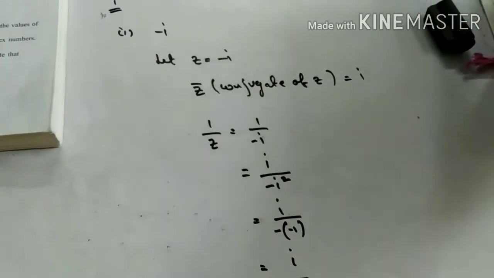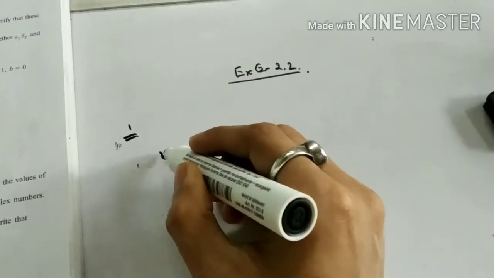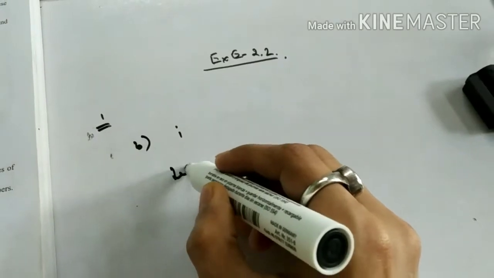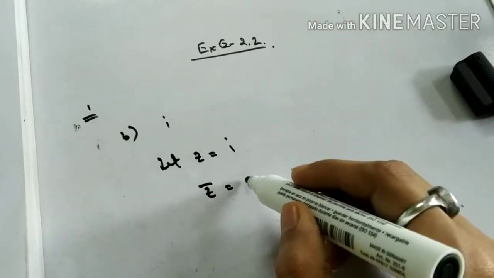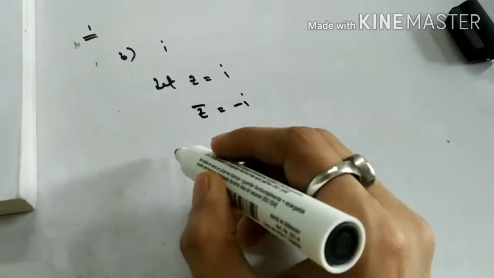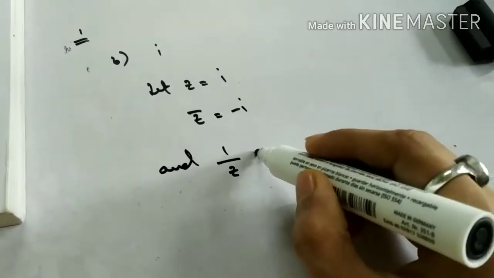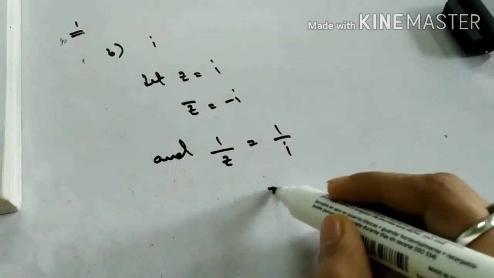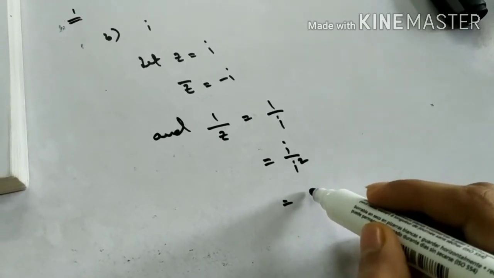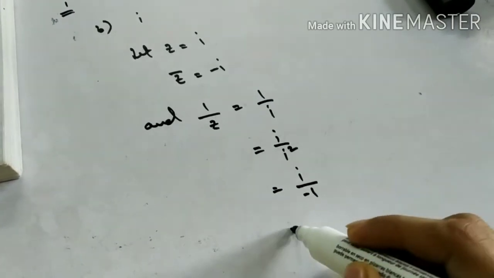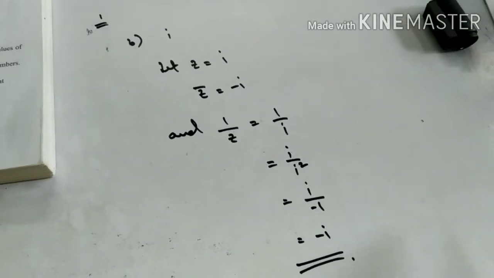Okay, next again, part b, it is given i, so let z is equal to i. So z bar, which is the conjugate of z, becomes minus i, and 1 by z is equal to 1 by i, which becomes i by i square, i by minus 1, minus i. Okay.